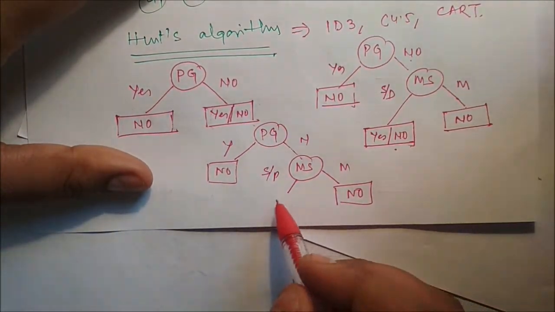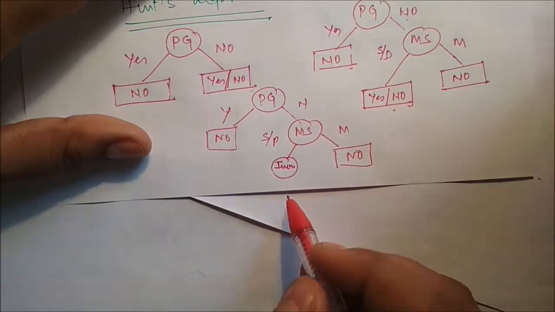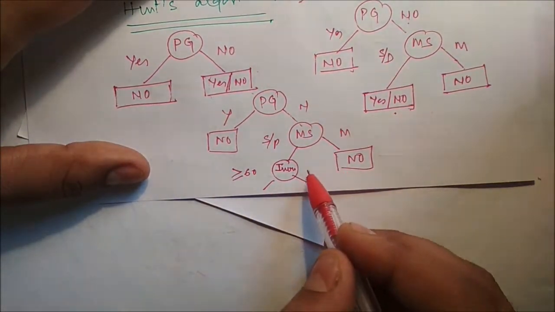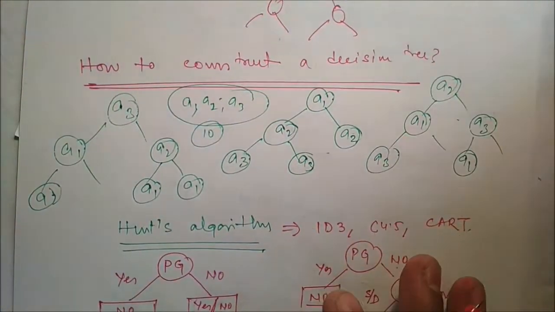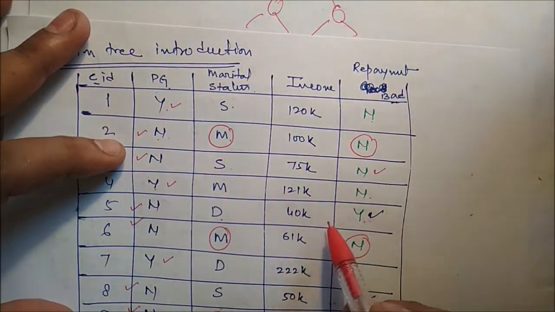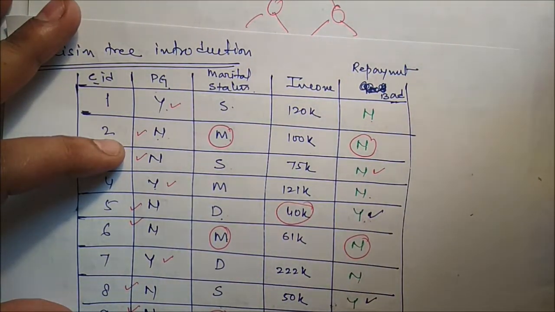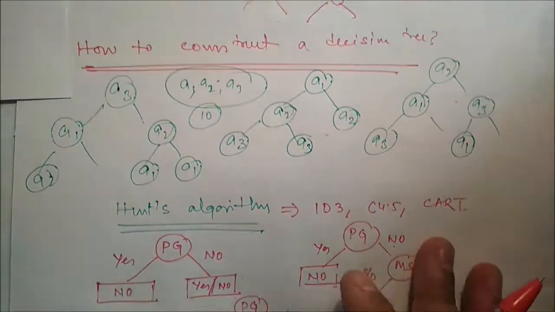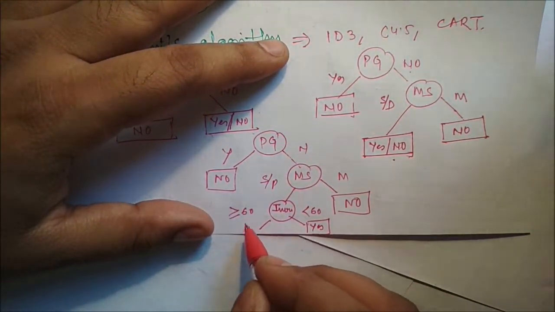After that, for single and divorced, we can add another attribute, that is income. So if it is more than 60,000, what happened? And if it is less than 60,000, you can see the incomes are 40, 45 and 50. So always it is yes. If it is less than 60,000, always it is yes, and if it is more than 60,000 income, it is no.